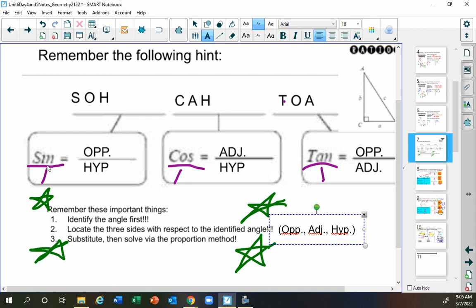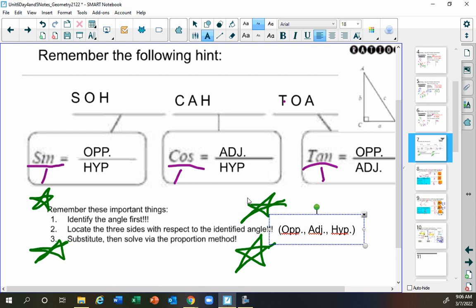Again, anytime you have these types of problems, sine of whatever, cosine of whatever, tangent of whatever, you always put it over 1. Boom, there's your proportion. Solve as necessary. Any questions before we continue? Once you finish that, Alexandra, we can go on.